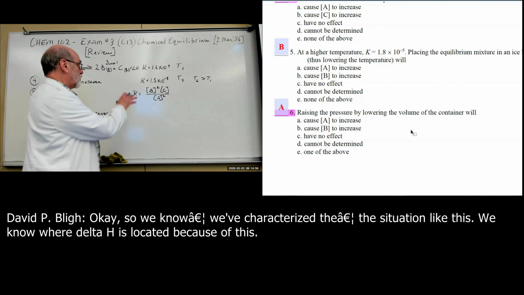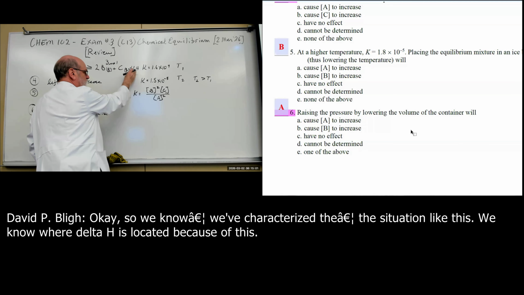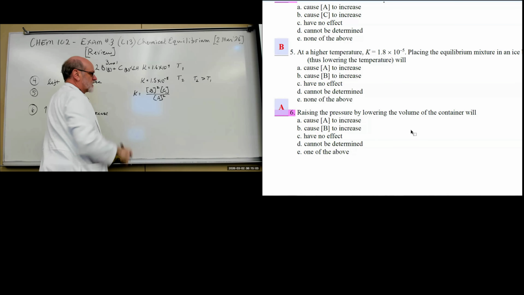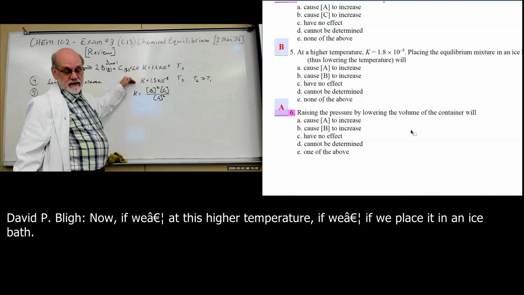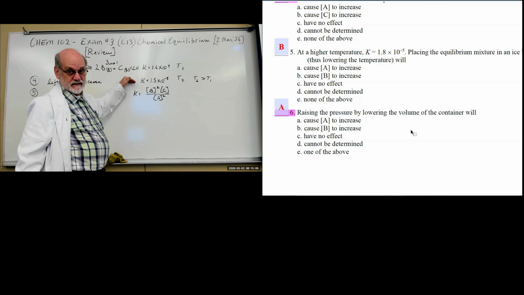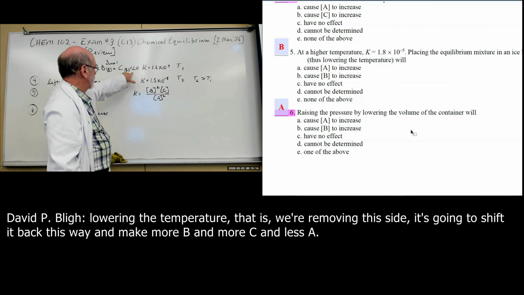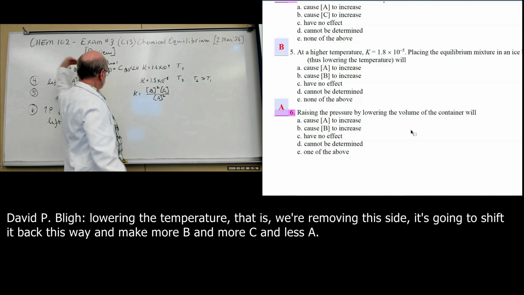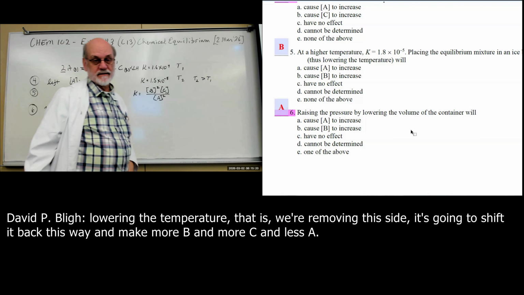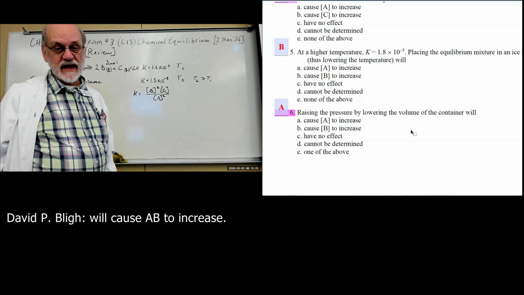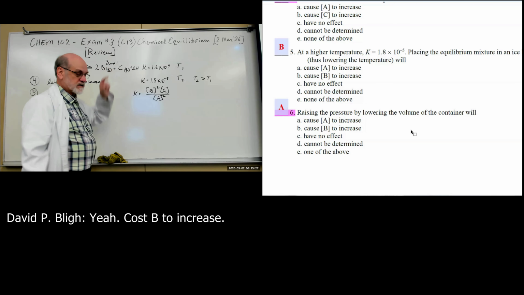Okay, so we know we've characterized the situation like this. We know where delta H is located because of this. Now, if at this higher temperature we place it in an ice bath, lowering the temperature, that is, we're removing heat from this side, it's going to shift it back this way and make more B and more C and less A. Will cause B to increase.